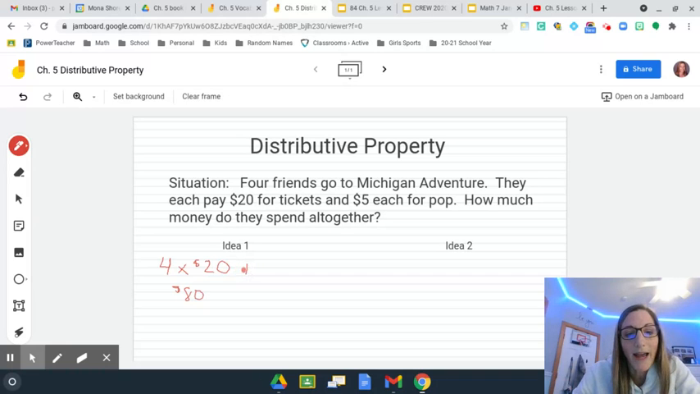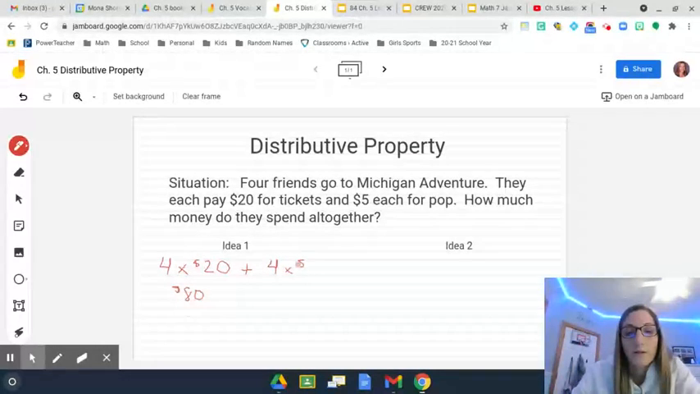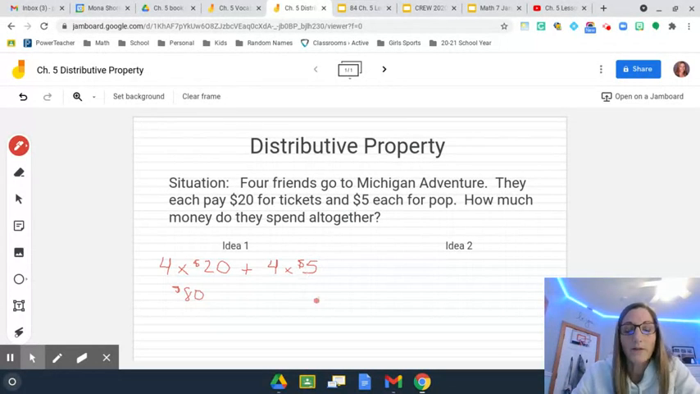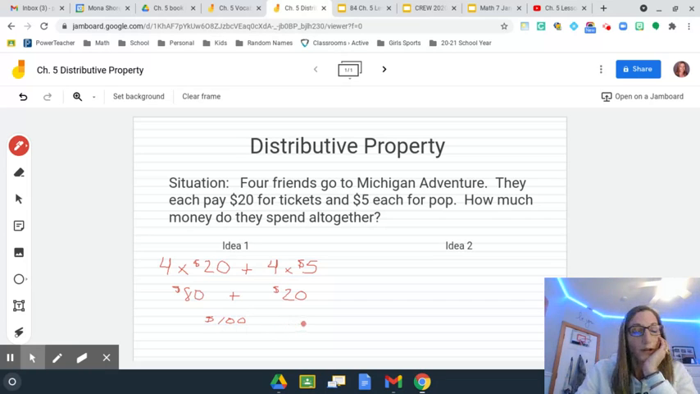Well, don't forget, you're going to also buy pop. So we're going to add to that the 4 of you times each one of you getting that $5 pop. So 4 times 5. Well, that's going to cost the 4 of you $20. And so if you think about then total cost, adding those together, it's going to cost $100 for your day at Michigan Adventure if that's all you plan on doing is getting tickets and pop. Okay, this is idea number 1. This is one way to think about it.